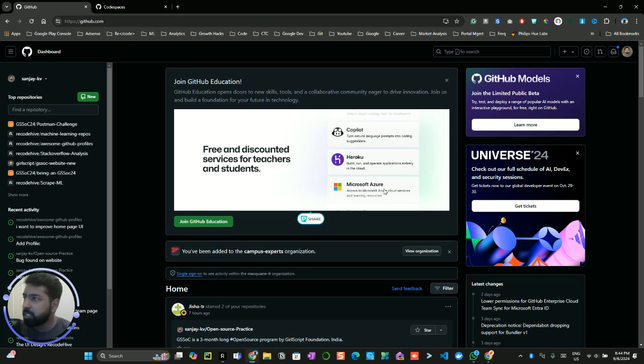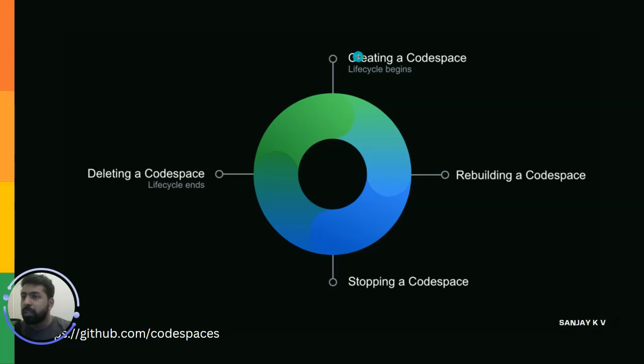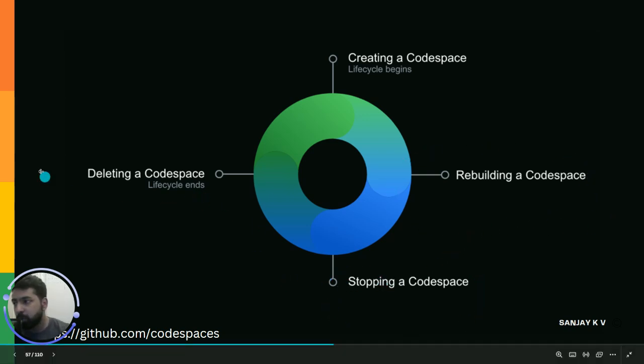Let's understand how exactly it looks. When you start creating a Codespace, its life cycle begins. Then you can rebuild the existing Codespace, then you can stop the Codespace. Once you delete the Codespace, the entire life cycle ends. So this is basically a Codespace.